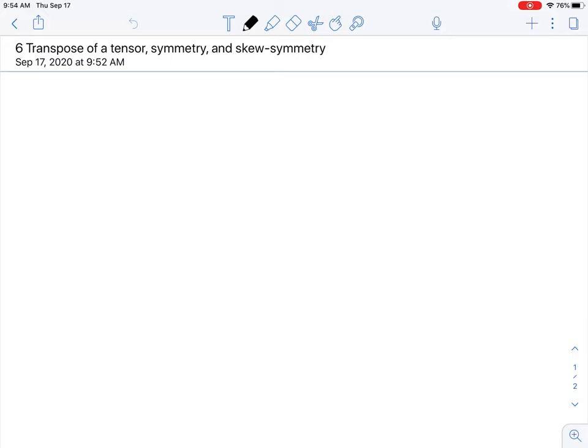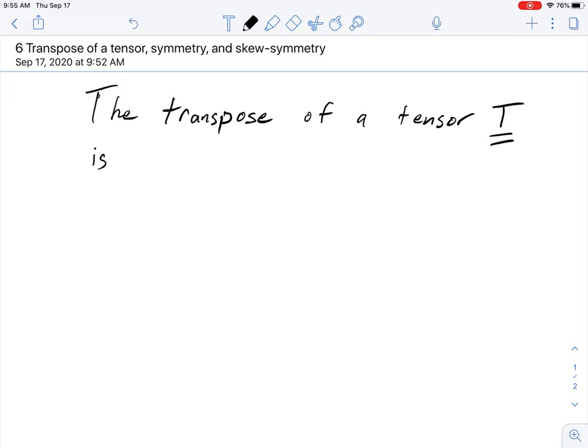Hi everyone, today's lecture is going to be on the transpose of a tensor, symmetry and skew symmetry of tensors. So the transpose of a tensor is denoted with a superscript capital T, just like the transpose of a matrix. And it's defined to be the tensor that satisfies the following relation with respect to the inner product.